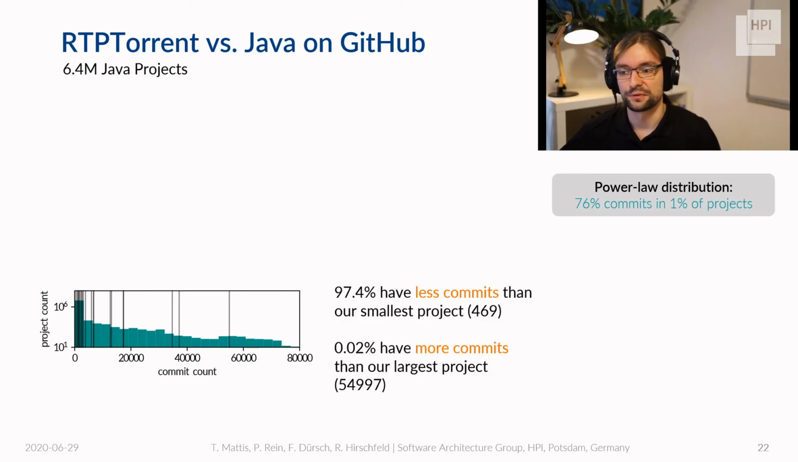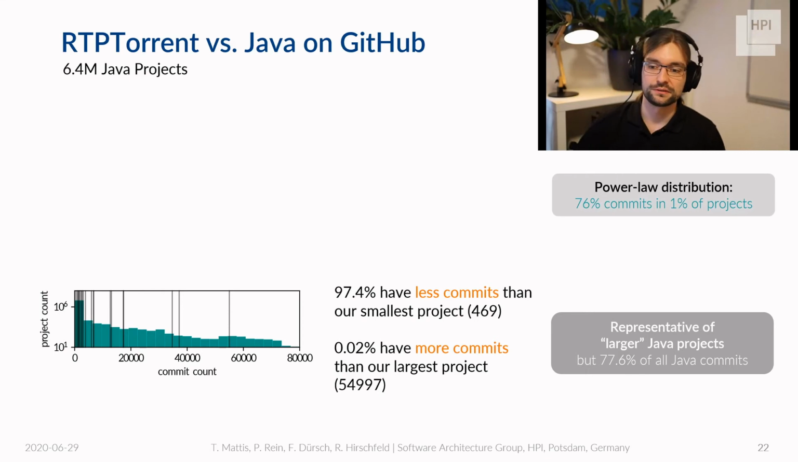So it doesn't come as a surprise that 97% of the Java projects on GitHub are smaller than our smallest project with the least contributors here. But only very few projects are larger than our largest project. So when it comes to representativeness or ecological validity, you can say that the RTPTorrent dataset is representative of the larger Java projects, which is not that big of a problem, because these larger Java projects already cover 77% of all activity that happens in Java on GitHub, and regression test prioritization also becomes more important for these larger projects.